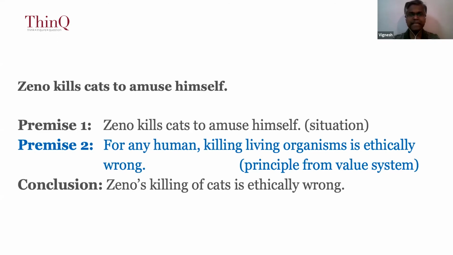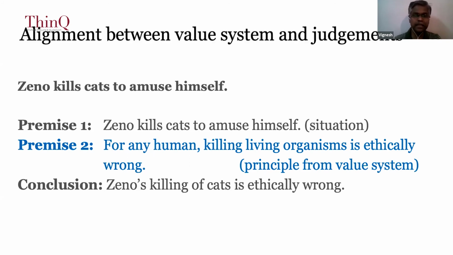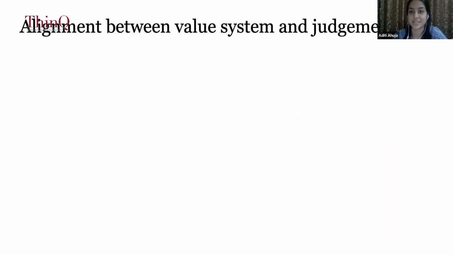What we are showing here is that the premise 2 that we have highlighted in blue stems from the value system of a person. The principle is that for any human, killing a living organism is ethically wrong. The given situation is that Zeno kills the cat, and therefore the judgment is Zeno's killing of the cat is ethically wrong. So the judgment comes from the principle, and this is what we call the alignment between the principle and the judgment. Yes, that's right. In other words, the judgment follows from the value system.